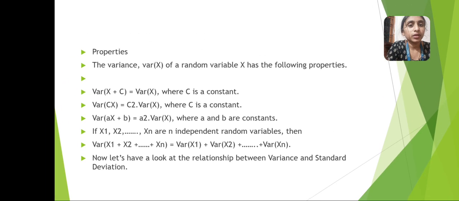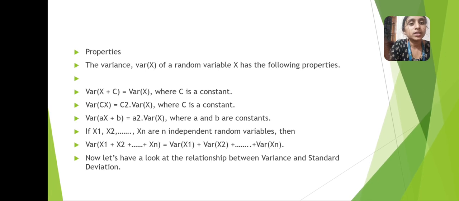Properties of variance: the variance of a random variable X has the following properties. Variance of X plus c is equal to variance of X, where c is a constant. Variance of cX is equal to c square into variance of X, where c is a constant. Variance of aX plus b is equal to a square into variance of X, where a and b are constants.